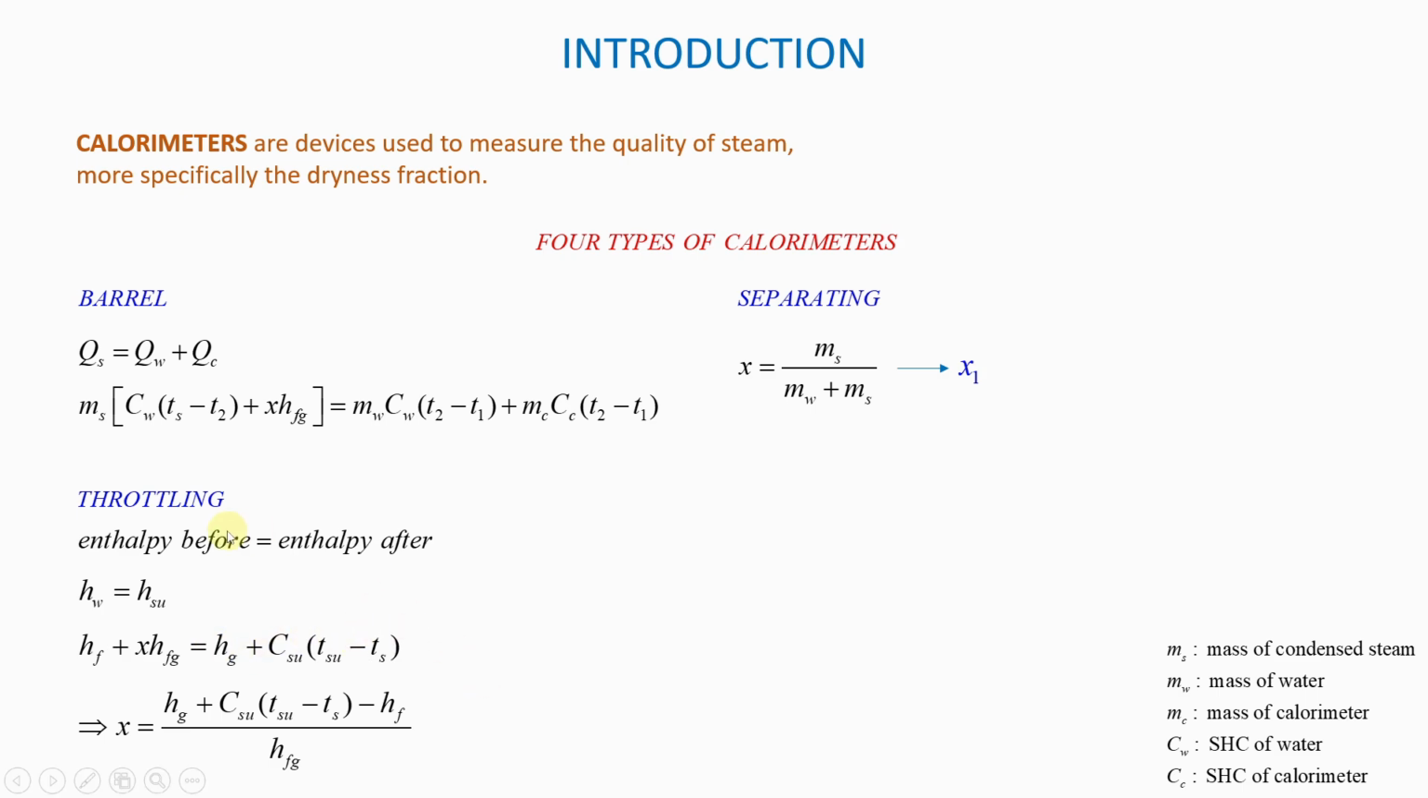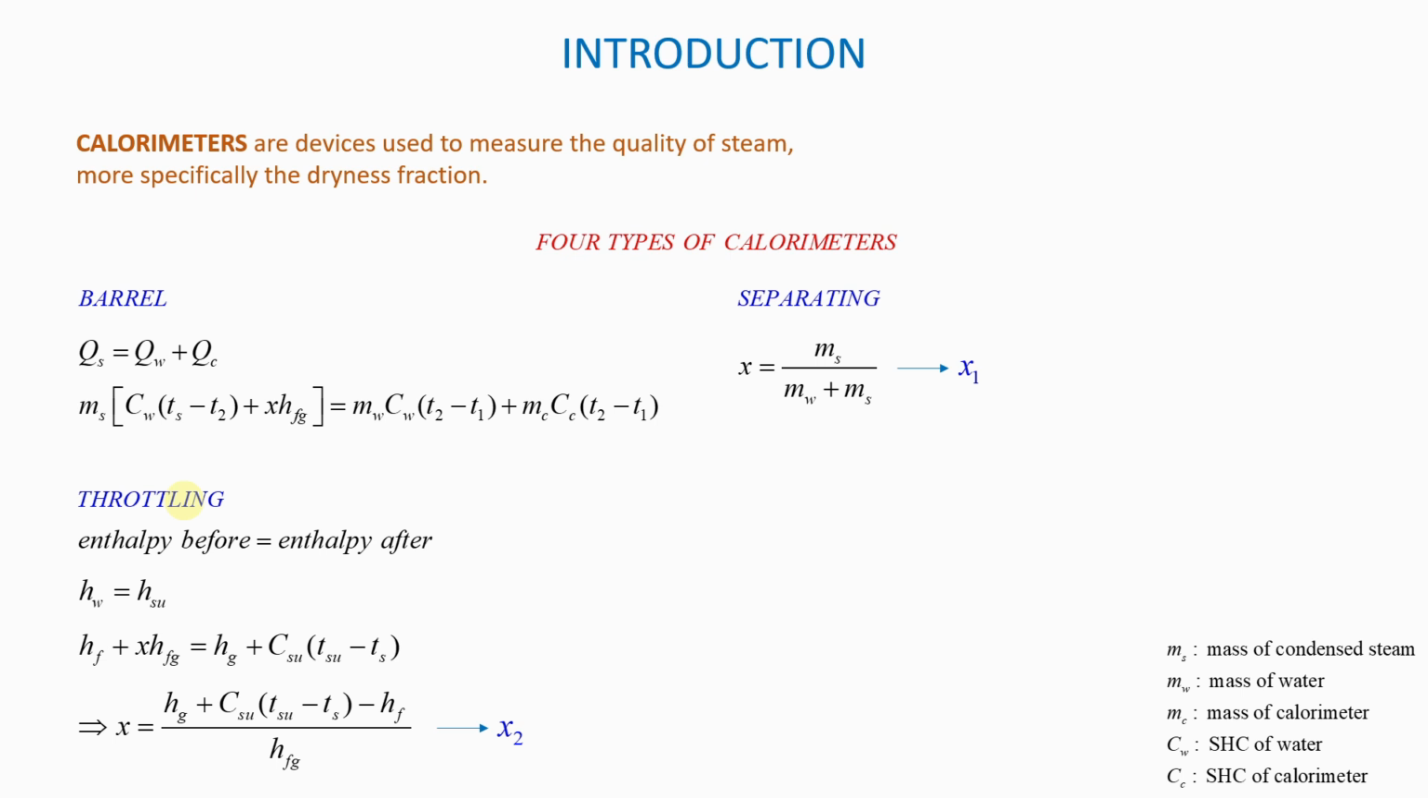Very important. So after the throttling calorimeter, before we move on, I need to tell you this, that the dryness fraction that we get for the throttling calorimeter is referred to as X2, okay? So do not get these mixed up, okay? X1 is the dryness fraction that you get from the separating calorimeter, and X2, which is given by this expression here, is the dryness fraction that you get for the throttling calorimeter, okay? Very important, always remember that.